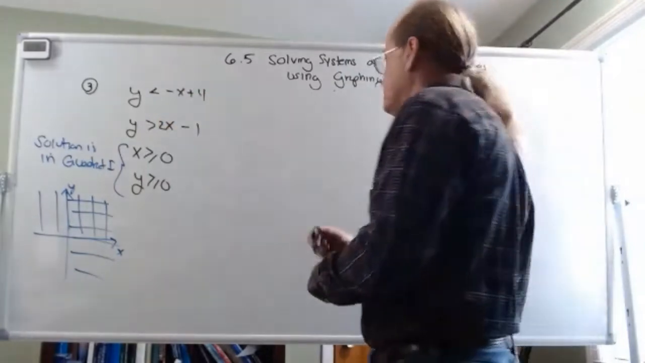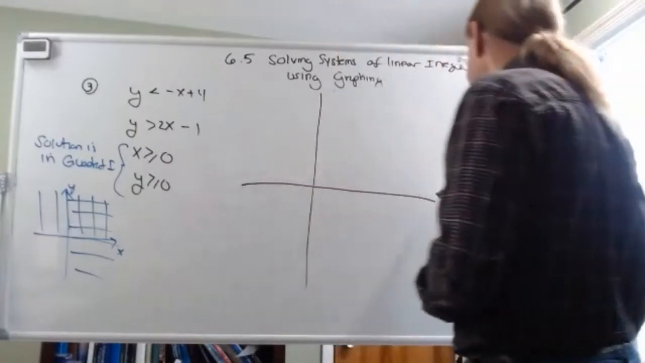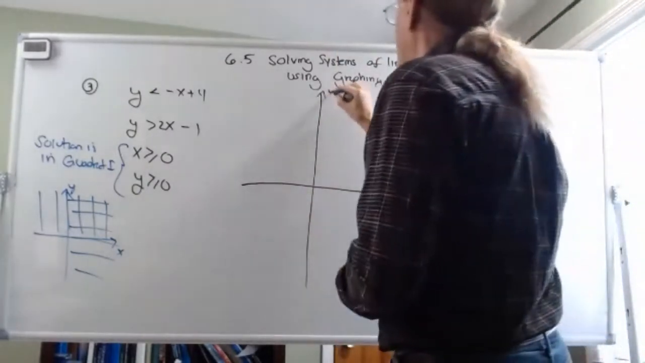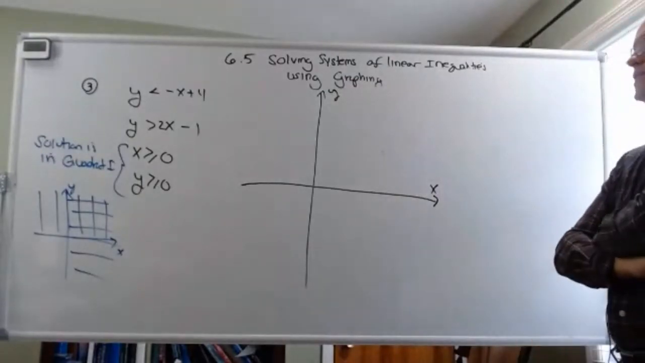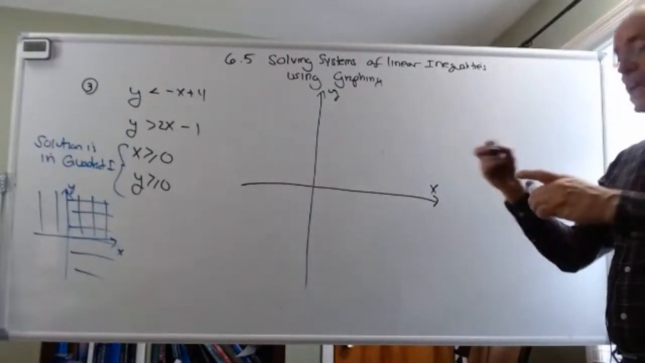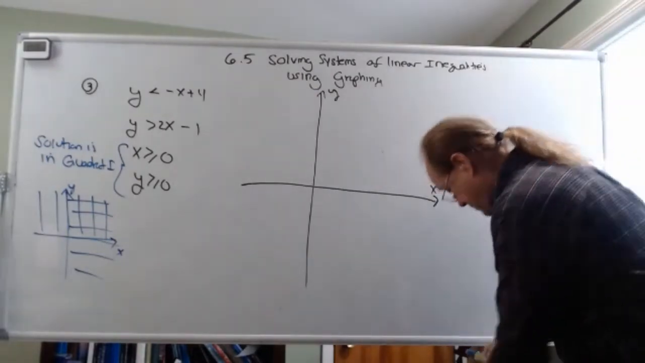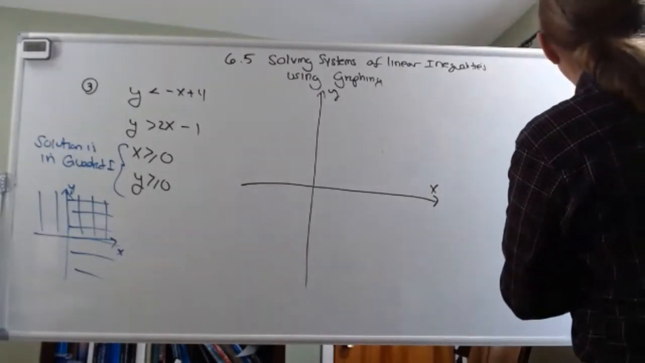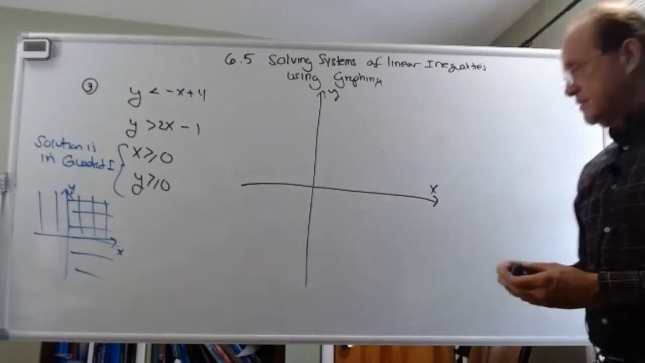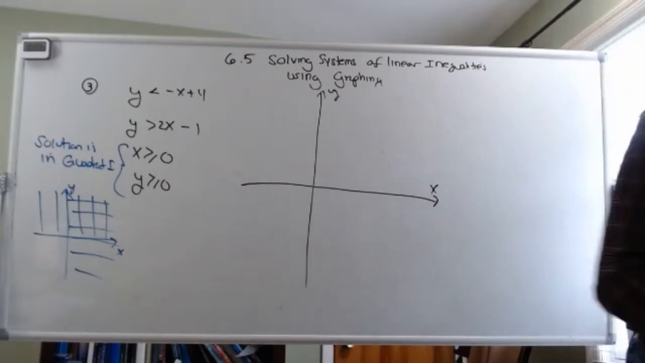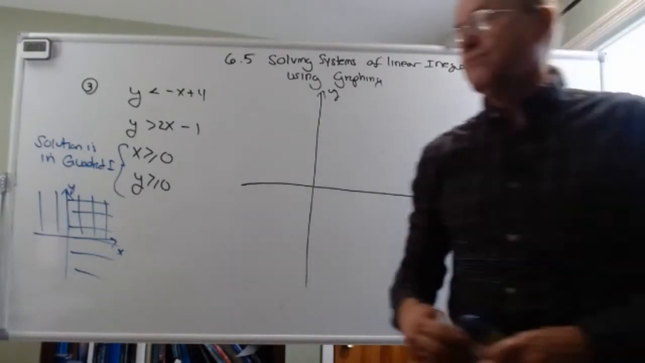Okay, so let's do the same thing we were just doing with this now. What I want you to do is set that up. Graph those two equations, inequalities, and shade them appropriately. So I'll let you try that now and see how well you can do on that.